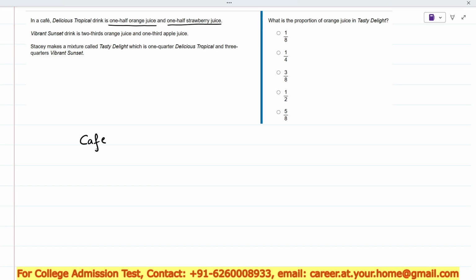We have a cafe. In the cafe, we have a drink named Delicious, simply written in short form, Delicious. I'm not writing the actual drink. So we have a delicious tropical drink which is made up of one half orange juice, and one half strawberry juice.